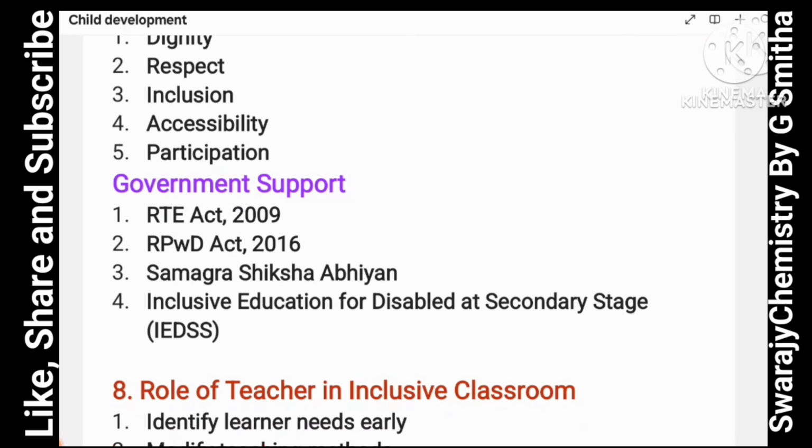The Indian government supports specially abled learners through the RTE Act 2009. This ensures free and compulsory education for all children. The second one is the RPWD Act 2016. So this protects the rights of persons with disabilities. The third one is Samagra Shiksha Abhiyan. This promotes inclusive education. The fourth one is IEDSS, meaning Inclusive Education for Disabled at Secondary Stage. This supports education at the secondary level.